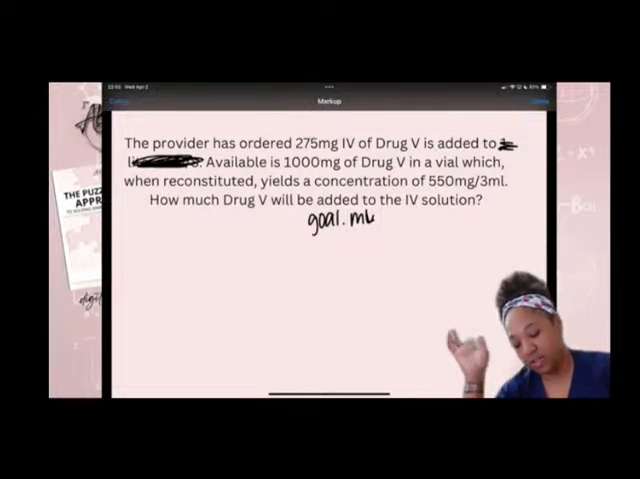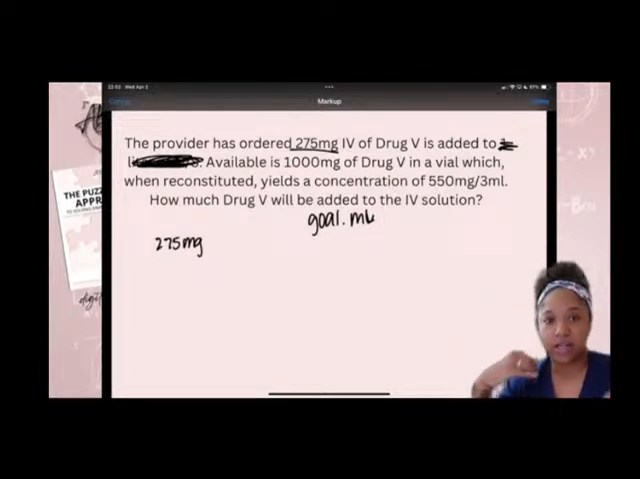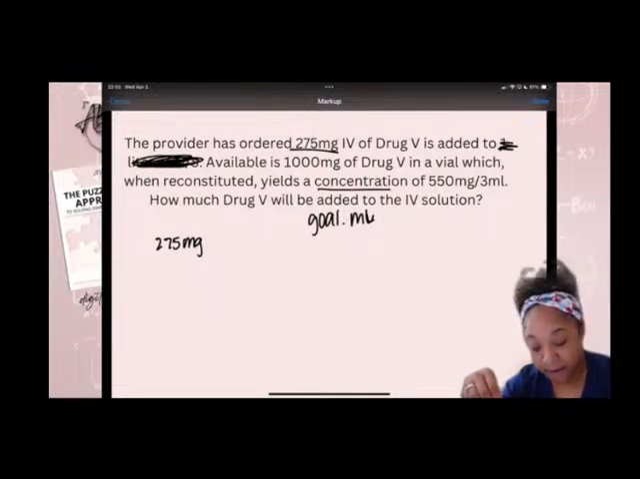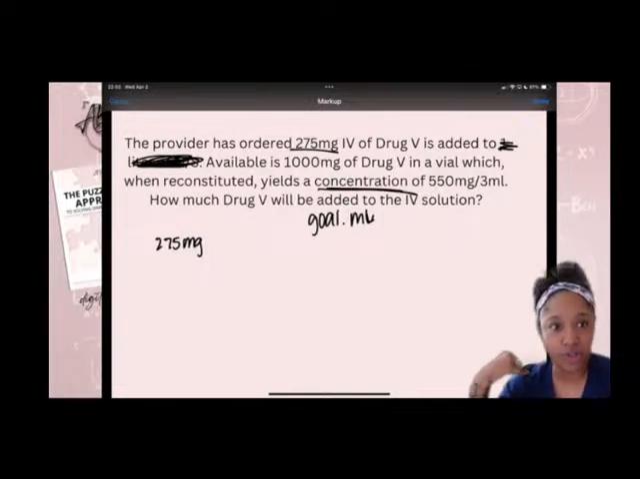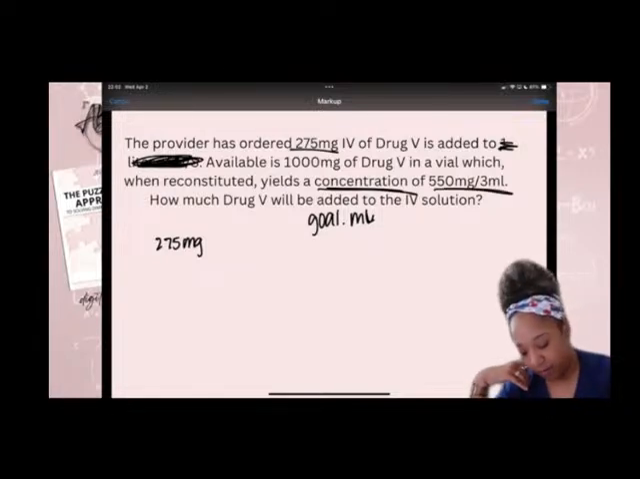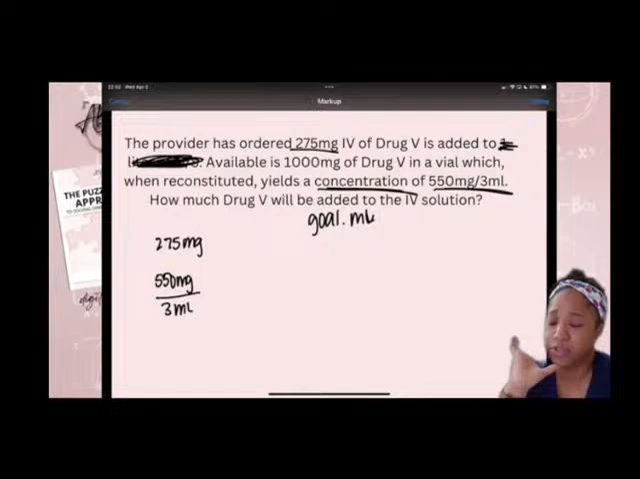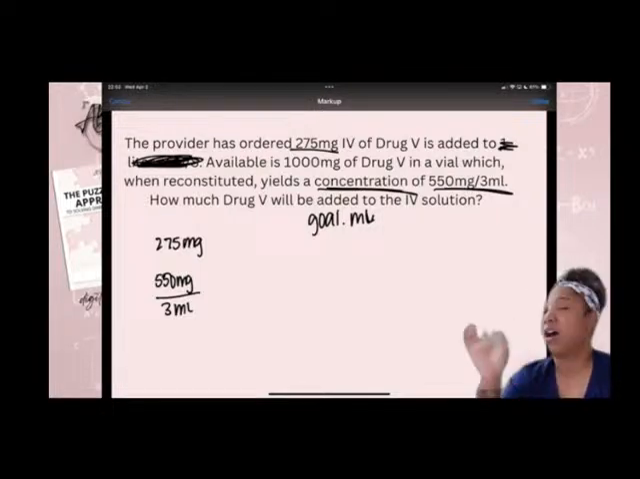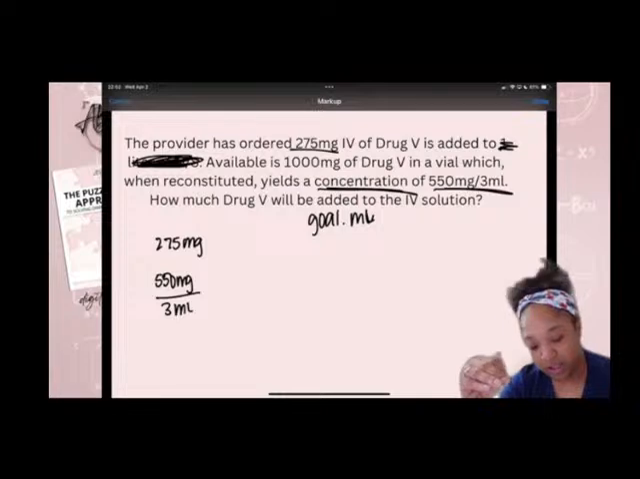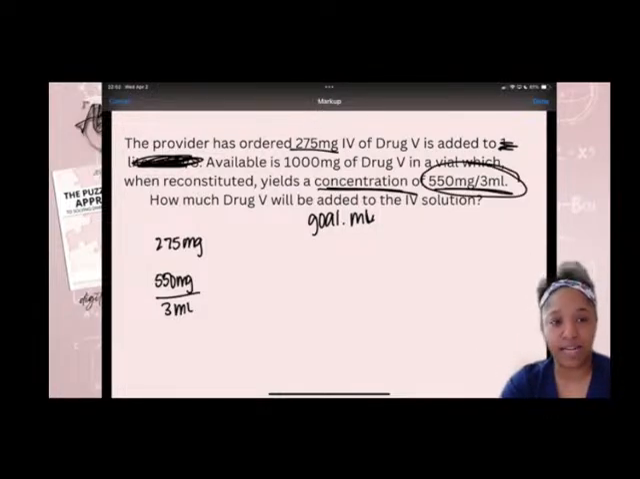Anywho, so this is what's ordered. It's 275 milligrams, okay? What is the concentration of the medicine after it has been reconstituted? You see that C word? Not nurse C, but the concentration, right? That's what we want. So 550 milligrams per 3 milliliters. Sometimes these get real lengthy. They tell you to add 1.25 milliliters to yield this and that and this. No, that is not what you need. You only want to use the concentration of the medicine, what you have after you have reconstituted the drug.